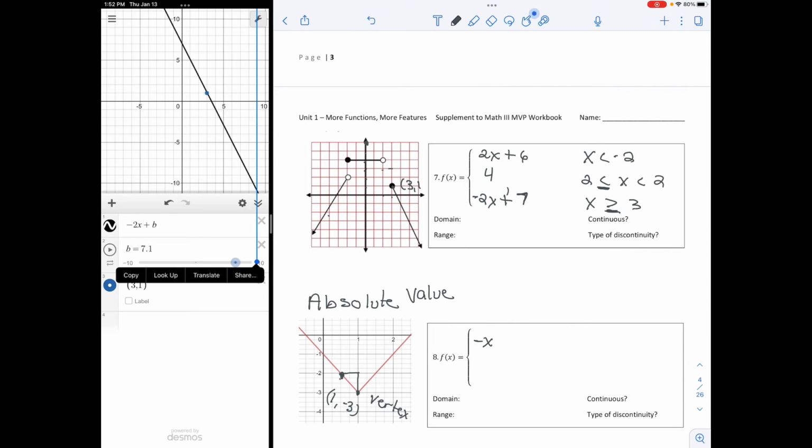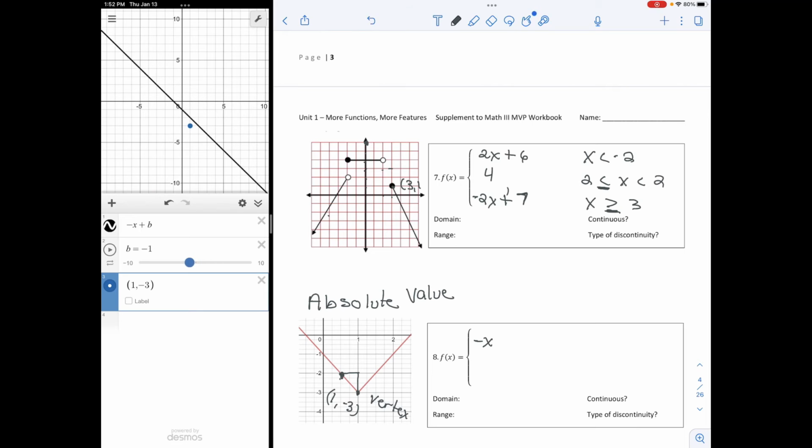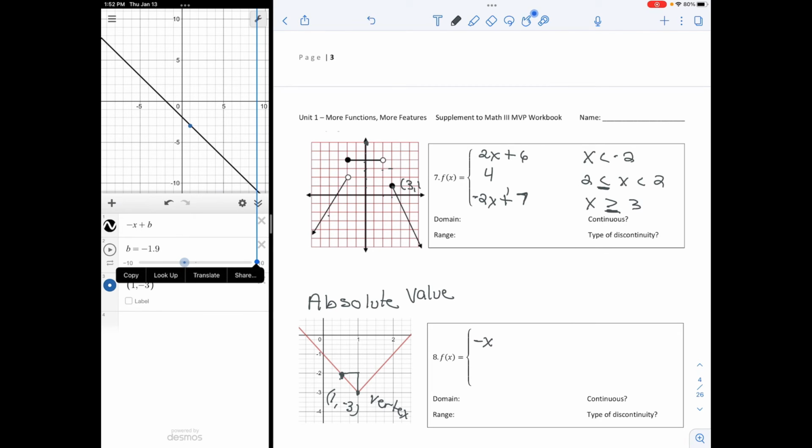So let's write our equation. We have -x plus b and my point is going to be 1, -3. And I chose that point so I don't have to change it when I do the next part of it. 1, -3. So I want to get it to go through that point. So I'm going to slide my b over until I get it to go through that point. And that point, it looks like, my y-intercept is -2. So my y-intercept is -2.